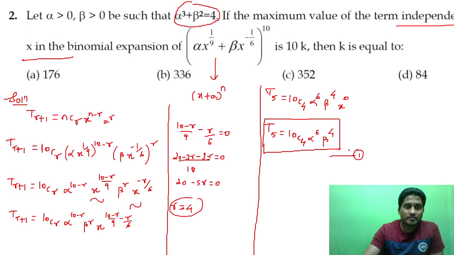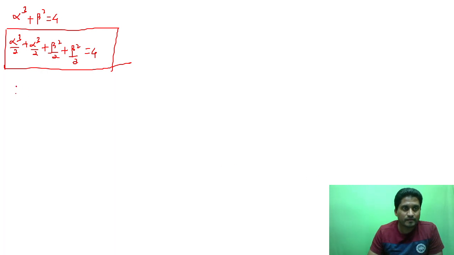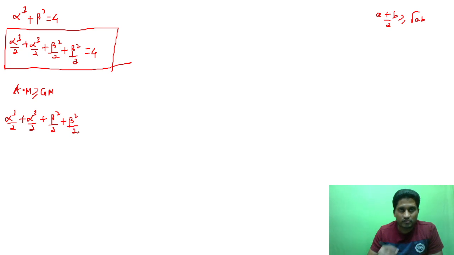Alright, we all know that AM is greater than or equal to GM. Arithmetic mean is greater than or equal to geometric mean. If I have two terms, obviously (a plus b) by 2 is greater than or equal to root of ab. So the arithmetic mean of these four terms, alpha cube divided by 2 plus alpha cube divided by 2 plus beta square divided by 2 plus beta square divided by 2, whole divided by 4, is greater than or equal to the GM.